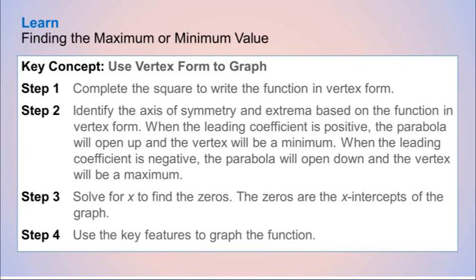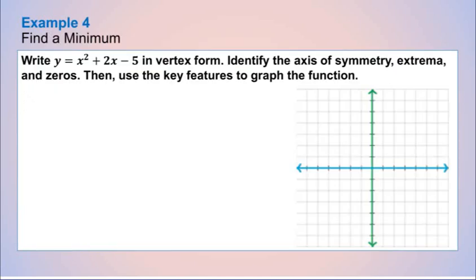Then you solve for x to find the zeros, and the zeros are the x-intercepts of the graph. And then you can use those key features to graph the function. So this first one, I need to write this in vertex form, and then I can identify the axis of symmetry, the extrema, and the zeros. We're going to complete the square.